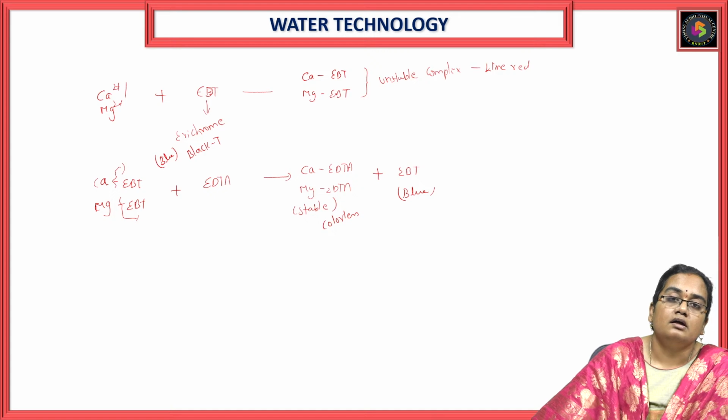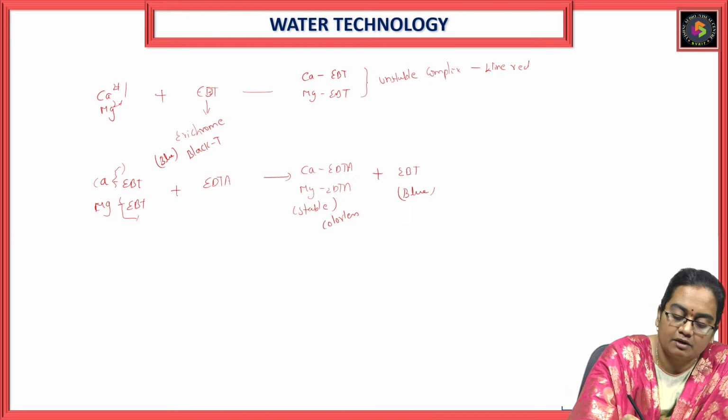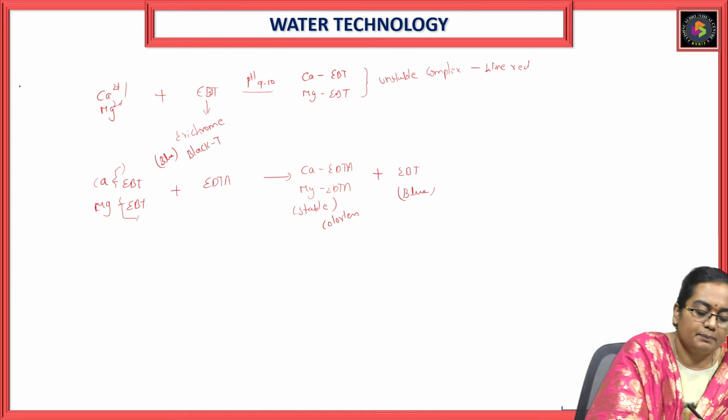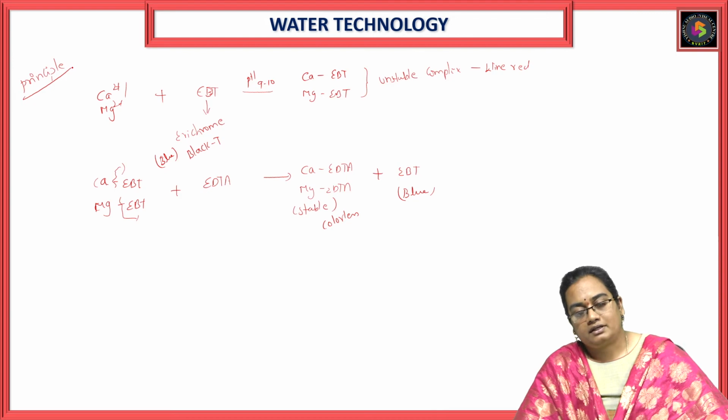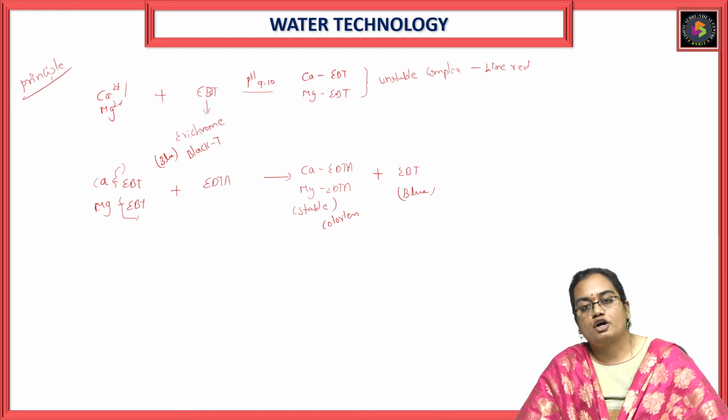To maintain a constant pH, we add the buffer, and that buffer should be 9 to 10. So this is the basic principle involved in the titration, in this determination of hardness of water.